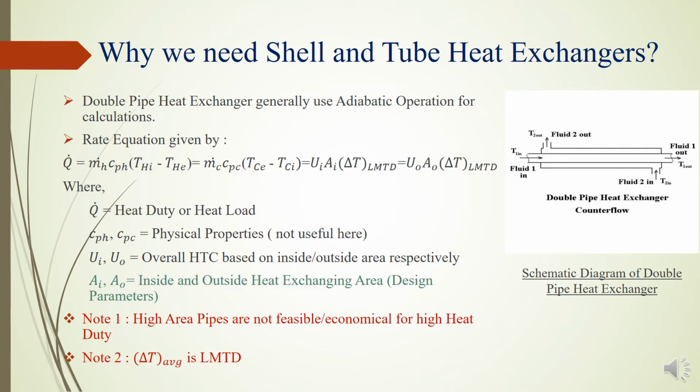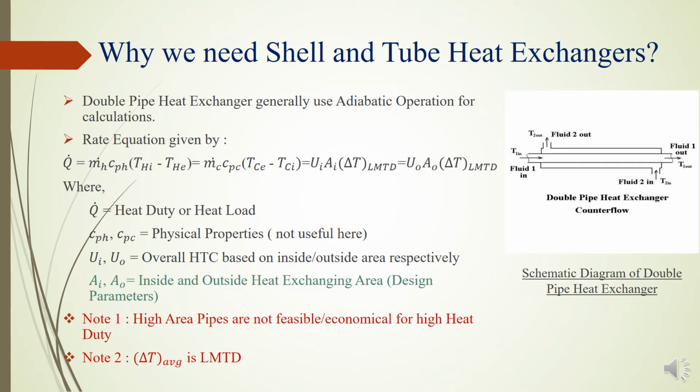In these heat exchangers we use adiabatic operations for calculations, and the rate equation is given by Q dot = m dot h Cph (Thi - The) = m dot c Cpc (Tce - Tci) = Ui Ai delta T LMTD = Uo Ao delta T LMTD, where Thi and The, Tce and Tci are the terminal temperatures of the processing streams, and Q dot is the heat duty or heat load.